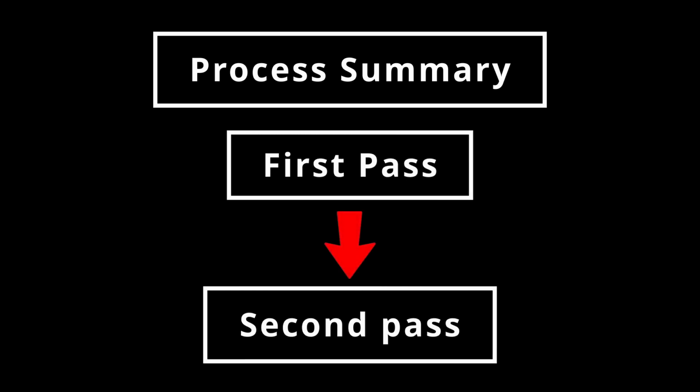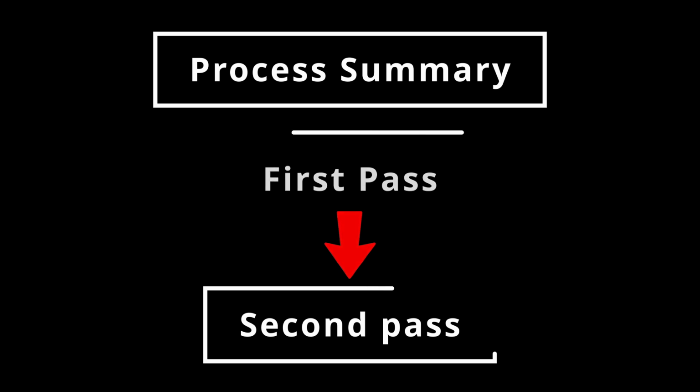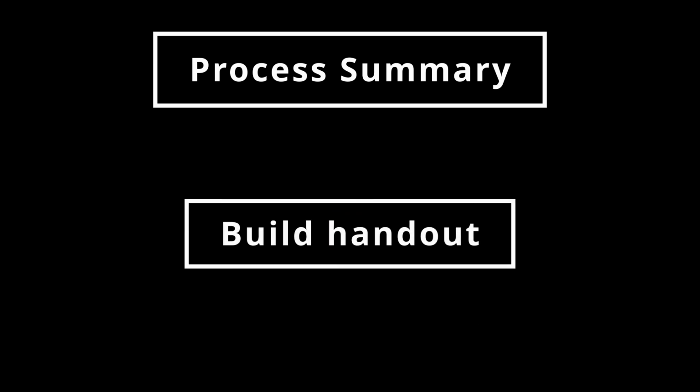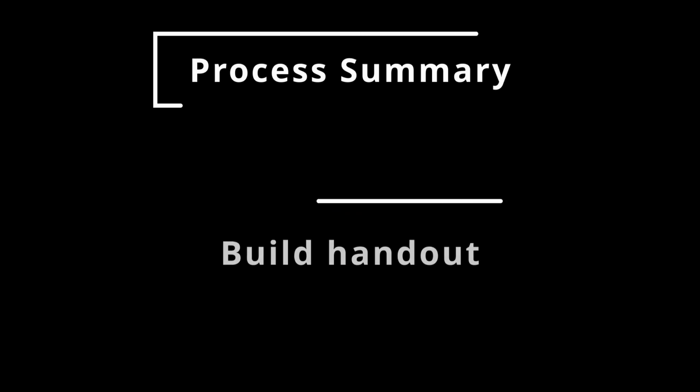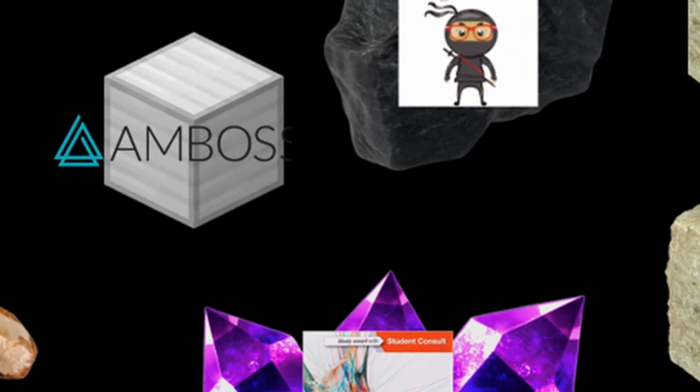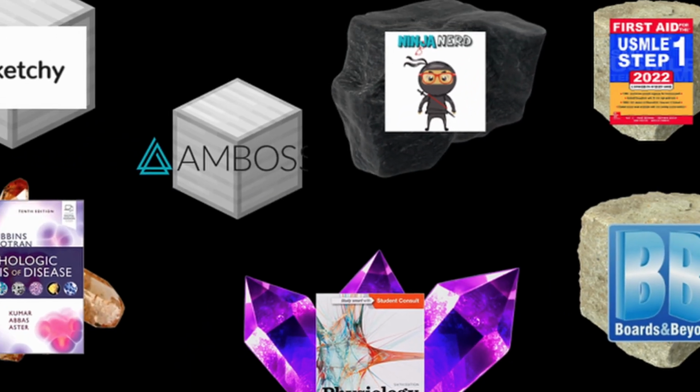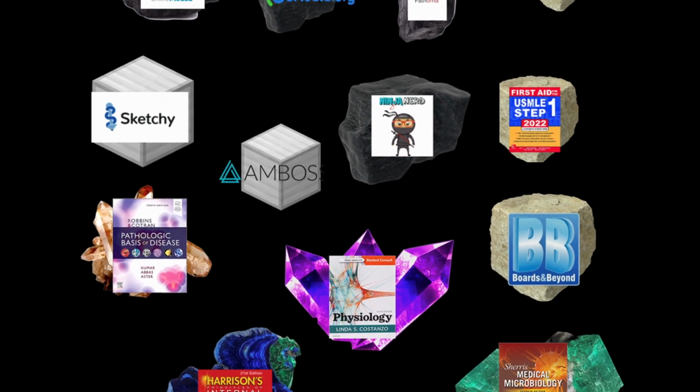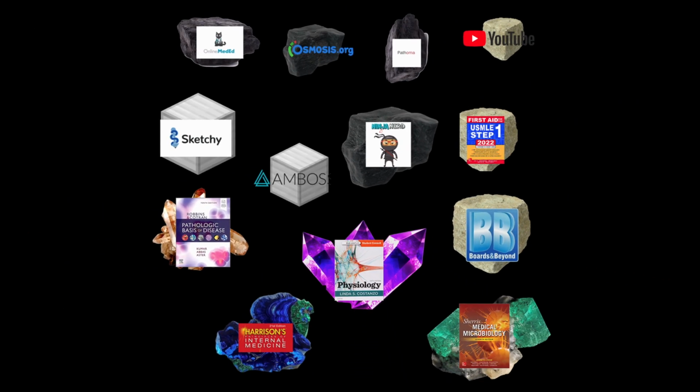To recap our process, start with those first pass resources, that first layer. Then move to the second pass resources to collect those gems. Then move on to making your handout, which we talk about in a future video. And check out our video on LI resources, where we go in depth into all these different resources so you know when to use certain resources and what are the best resources.